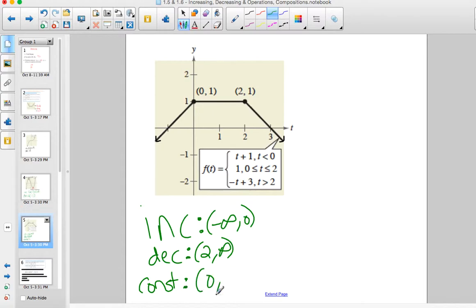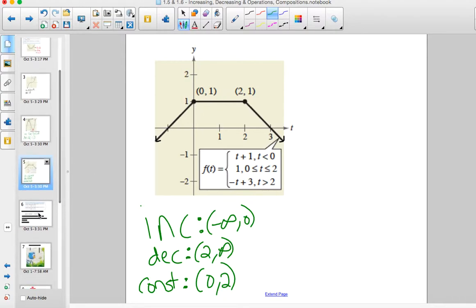Right? So as you look at these, make sure that every x is covered. You got negative infinity to 0 for increasing, then you got 0 to 2, and then you get 2 to infinity. That's everything, right? The graph's going to be doing something somewhere along the way, unless you don't have a domain there, in which case that may happen. But you can double check these really quickly.